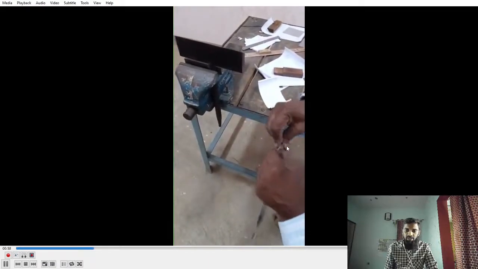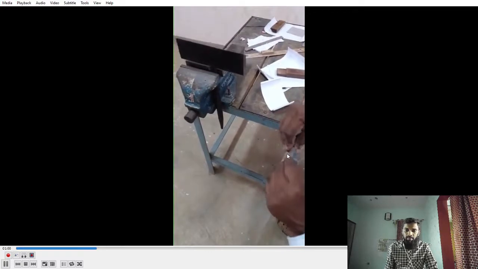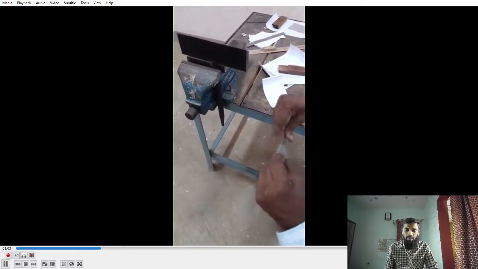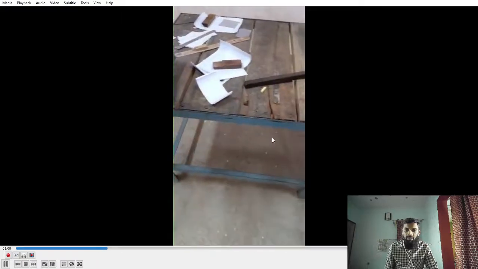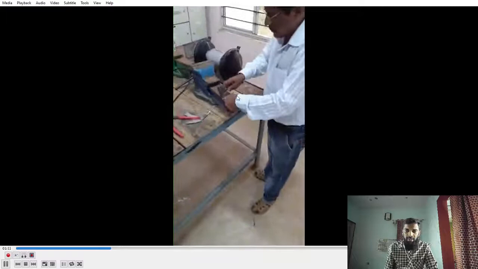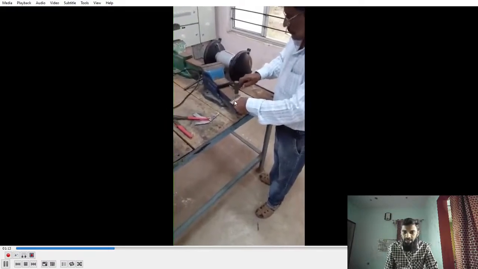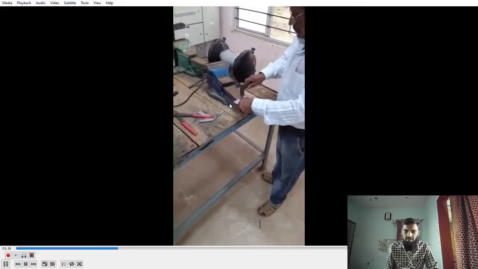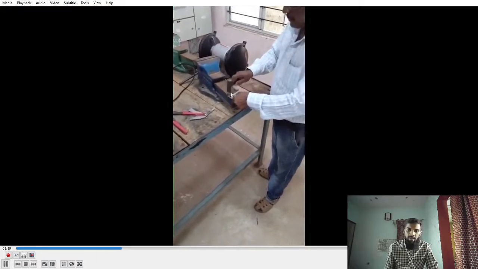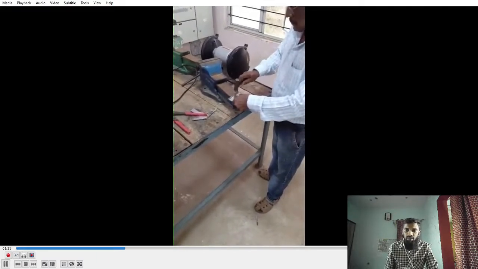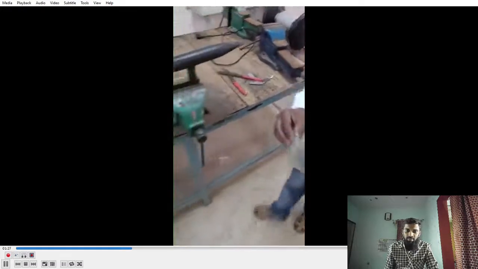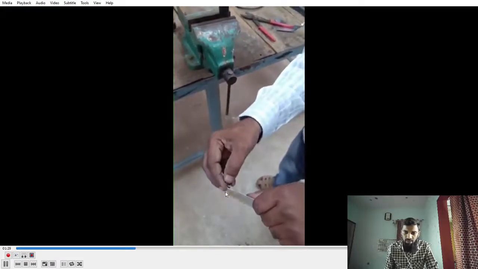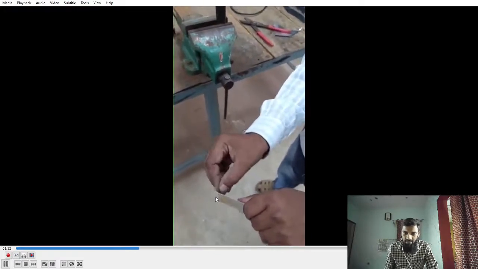See, that means one edge is marked in one direction, and you should bend properly, leaving some space. You should not completely bend so that the edge touches on the surface. You should leave some distance. See, with the help of a mallet, you should smoothly bend the edge and leave some space. You can see here, he has left some space.